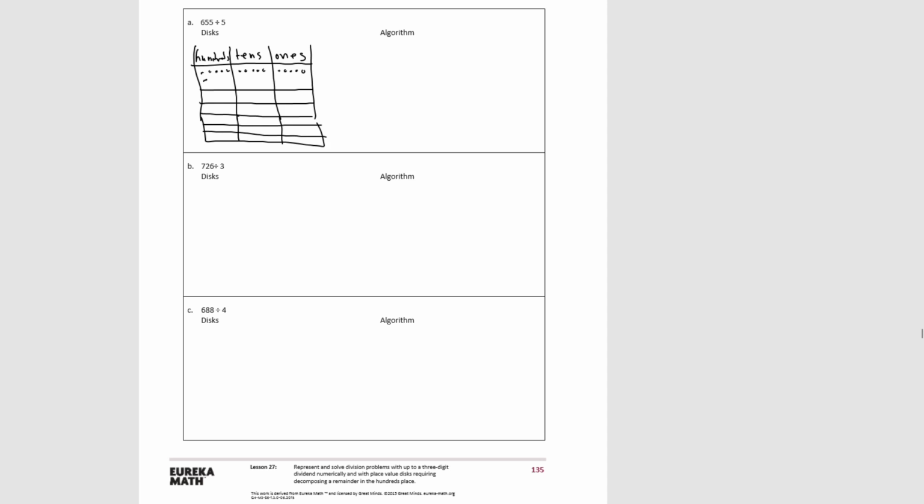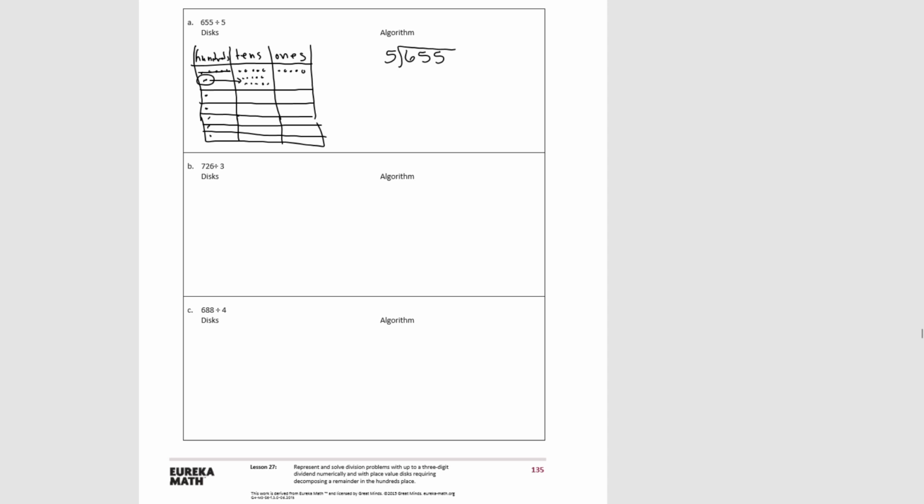I have 600, so I can put 100 in each group, which uses 5. The 100 that's left is going to go into 10 10s. So let's record what we've done so far in our algorithm. So we're going to write the problem vertically.